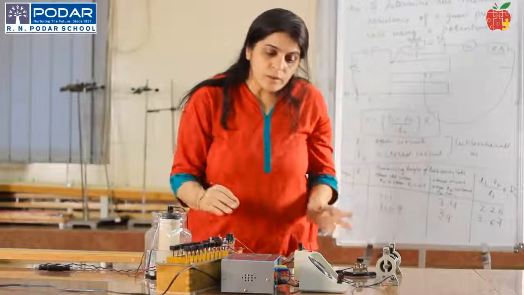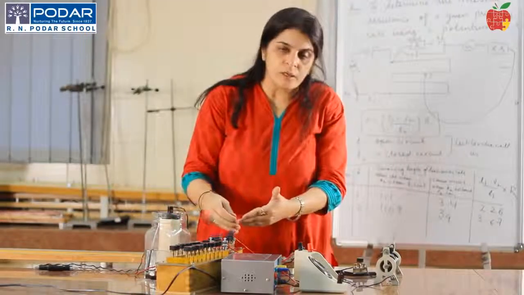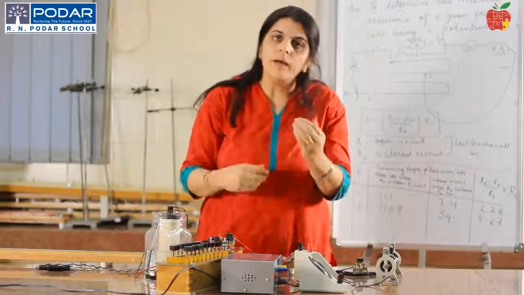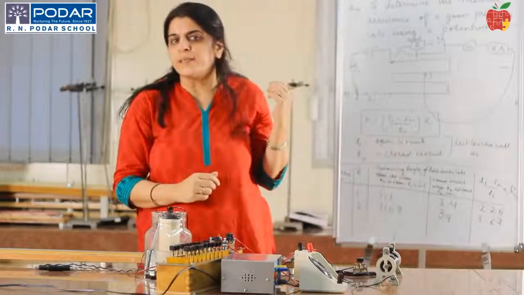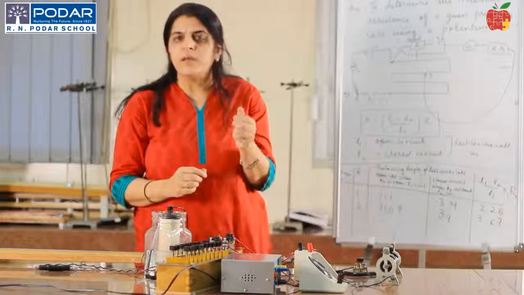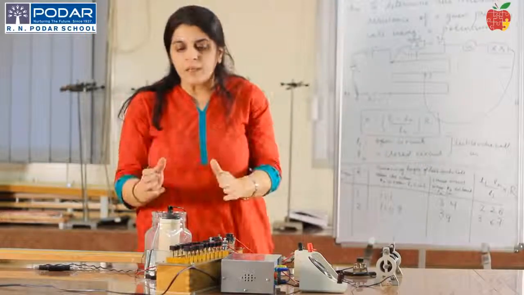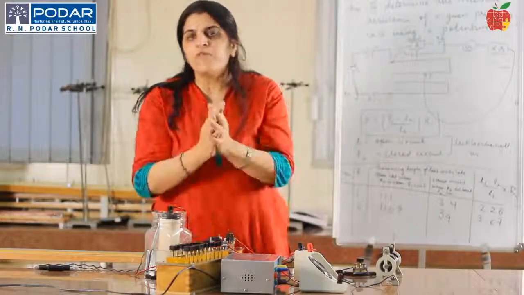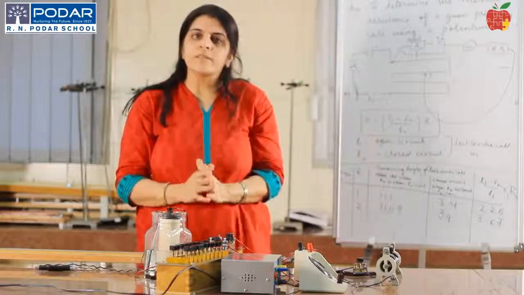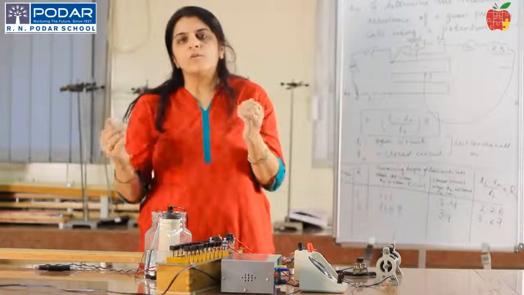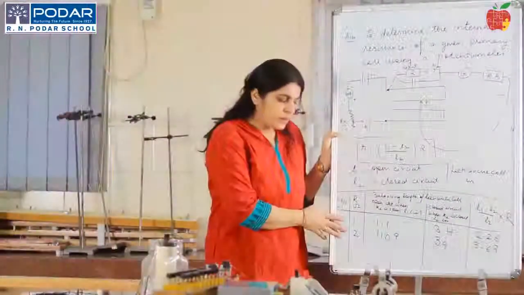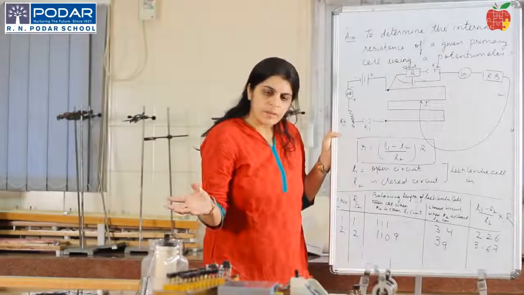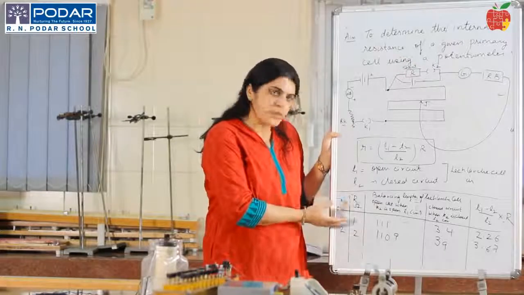So what do you do, students? For different values of shunts, find the values of L1 and L2 and substitute in the formula for the internal resistance, that is (L1 − L2)/L2 times the shunt resistance R. You will find that the value of the internal resistance varies from 2 ohms to 7 ohms.